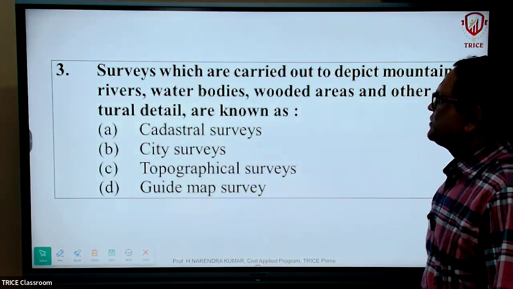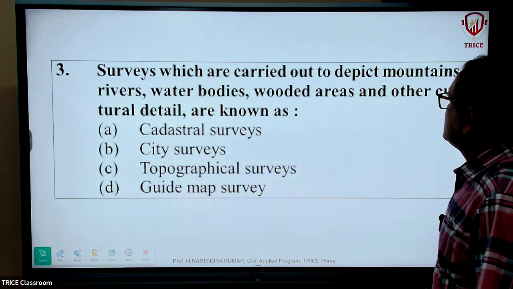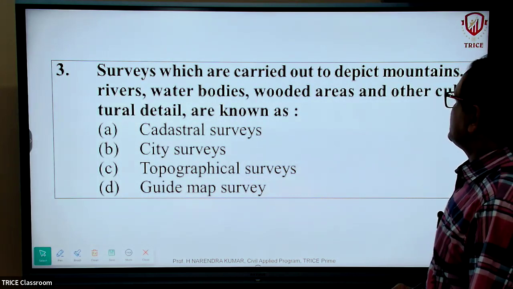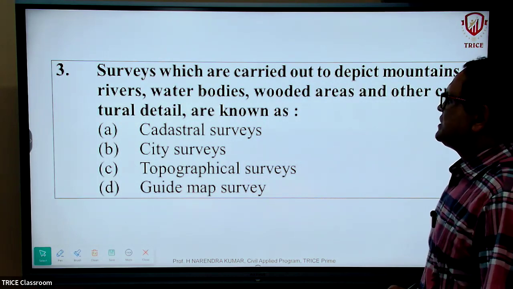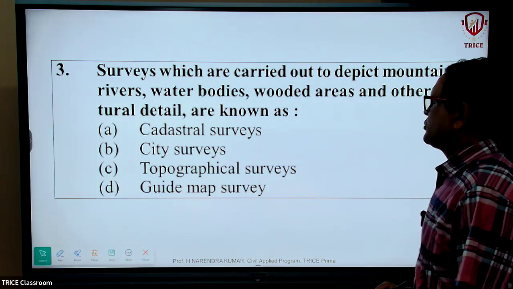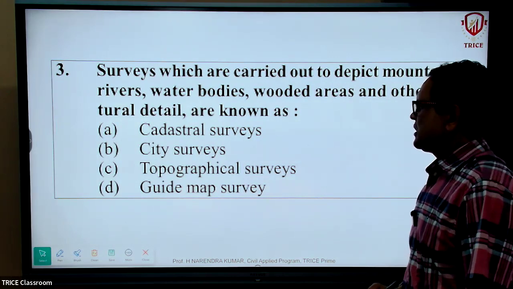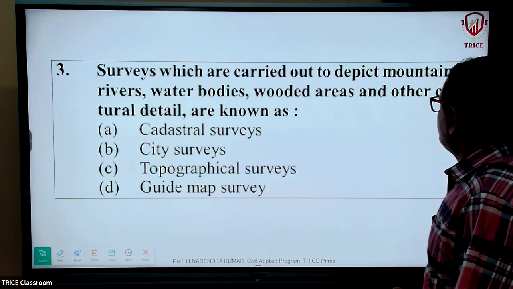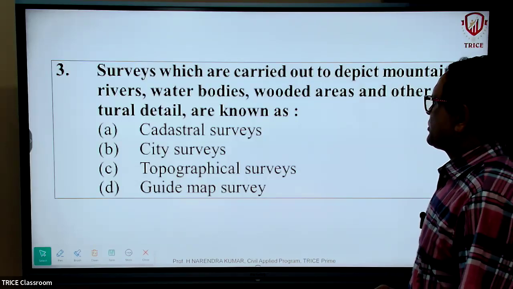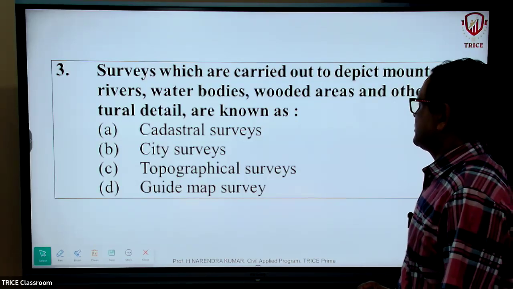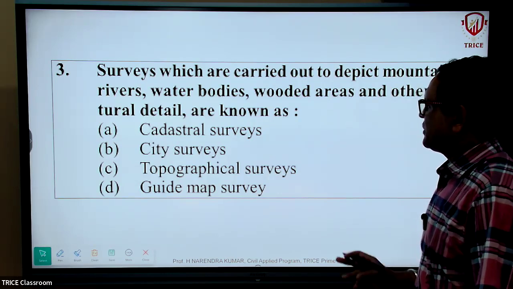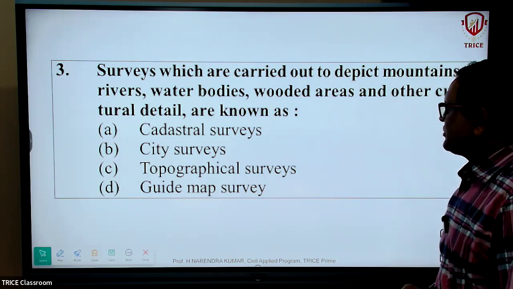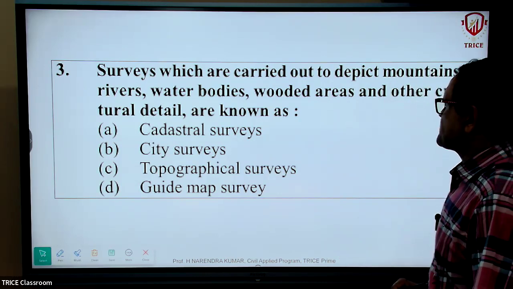The third question: surveys which are carried out to depict mountains, rivers, water bodies, wooded areas, and other cultural details are known as. This is a classification of survey. There are 4 options given here: cadastral surveys, city surveys, topographical surveys, guide map survey.